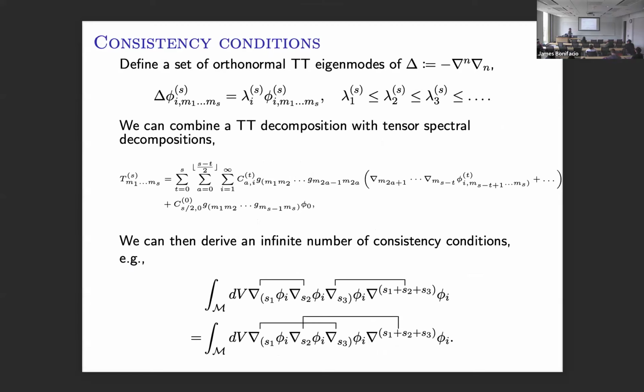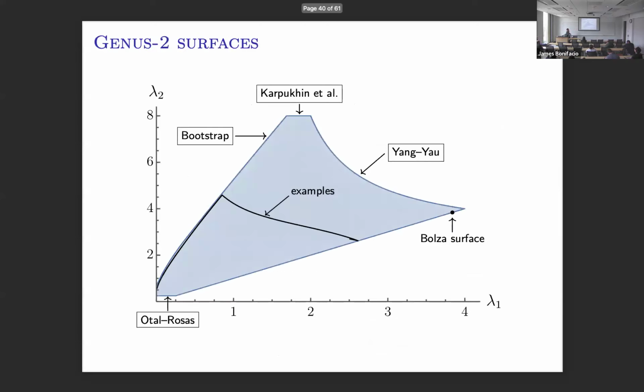And for hyperbolic manifolds, it turns out you can have an infinite number of sum rules, so you can get even stronger bounds. For example, here are the allowed values of lambda1 and lambda2 for genus 2 surfaces. This line here is the bootstrap bound. The other lines are various other bounds that mathematicians have found. And this black line is some example genus 2 surfaces, which you can see fall quite close to the bound.